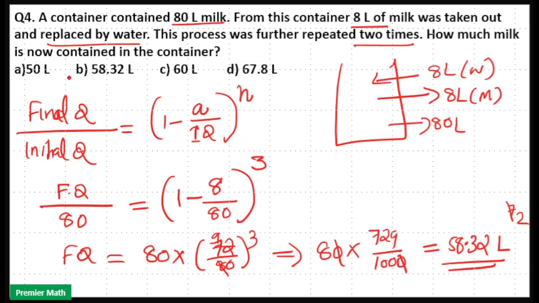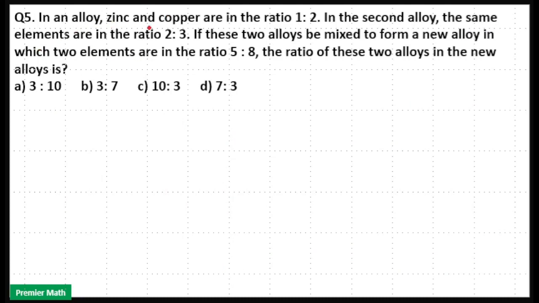So, 58.32 liter, option B is your answer. Next is question number 5. In an alloy, zinc and copper are in the ratio 1:2. In the second alloy, the same elements are in the ratio 2:3. If these two alloys be mixed to form a new alloy in which two elements are in the ratio 5:8, the ratio of these two alloys in the new alloy is.